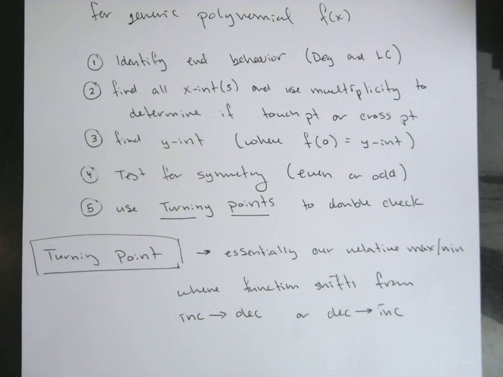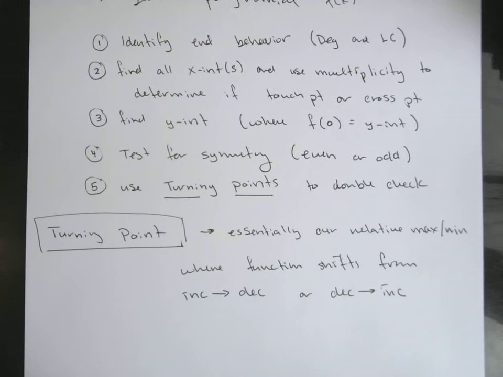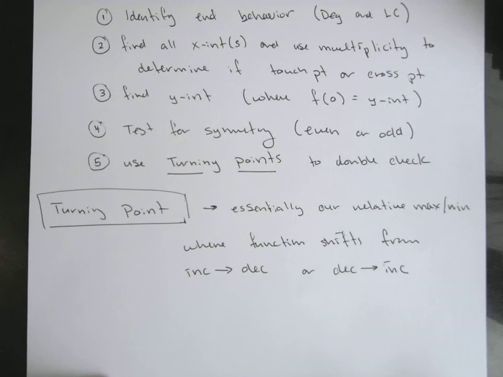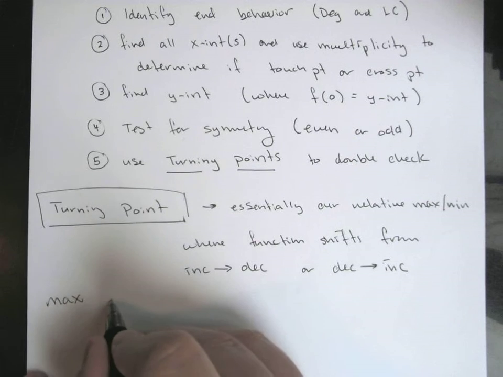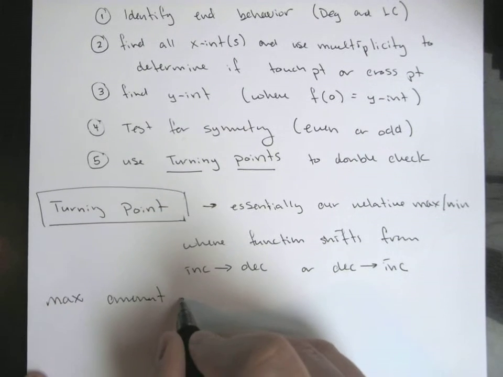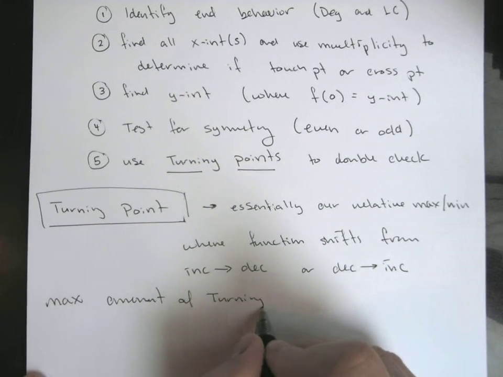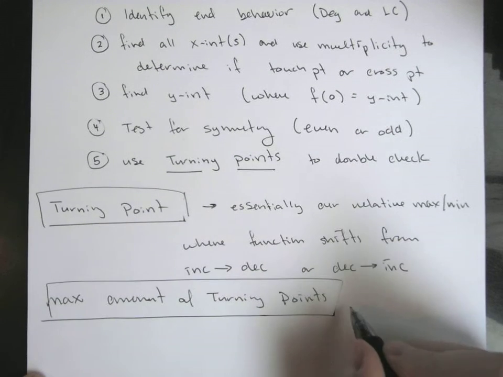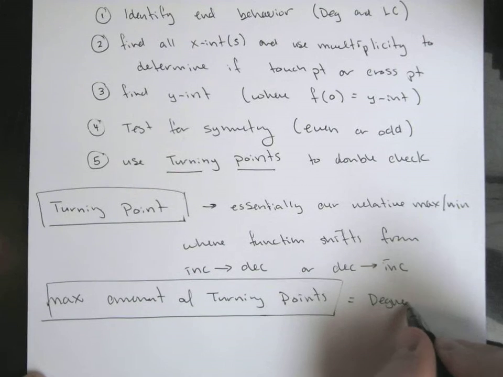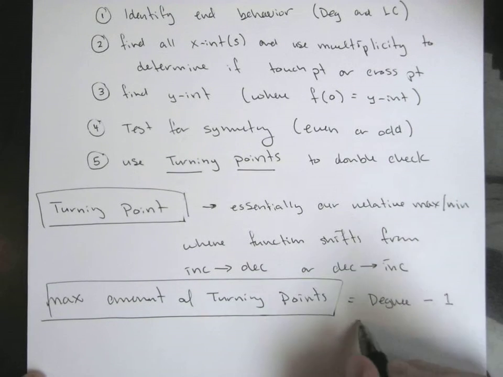We sort of said these graphs are going to look kind of roller coaster shaped. They're obviously going to have a lot of ups and downs. The idea is to connect all this stuff with a nice, smooth curve, not to be drawing straight lines necessarily. And as far as turning points go, your max amount of turning points is going to be the degree of your polynomial minus 1.